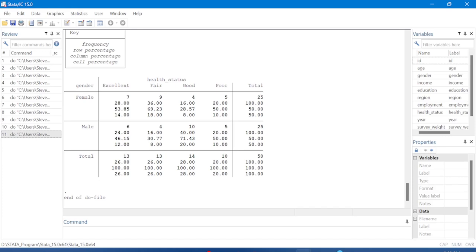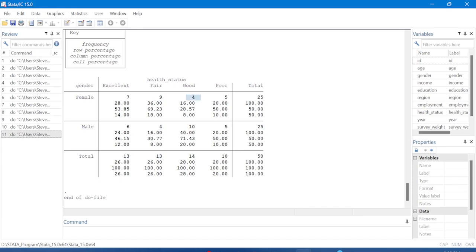And on the other hand, for male we have 6 with excellent health status. We have 4 males with fair health status. We have 10 with good health status, and we have 5 with poor, and this total is also 25. So to get this, let me first go to these totals. We have to add the column totals. 7 plus 6 we get 13, and 9 plus 4 we get 13.